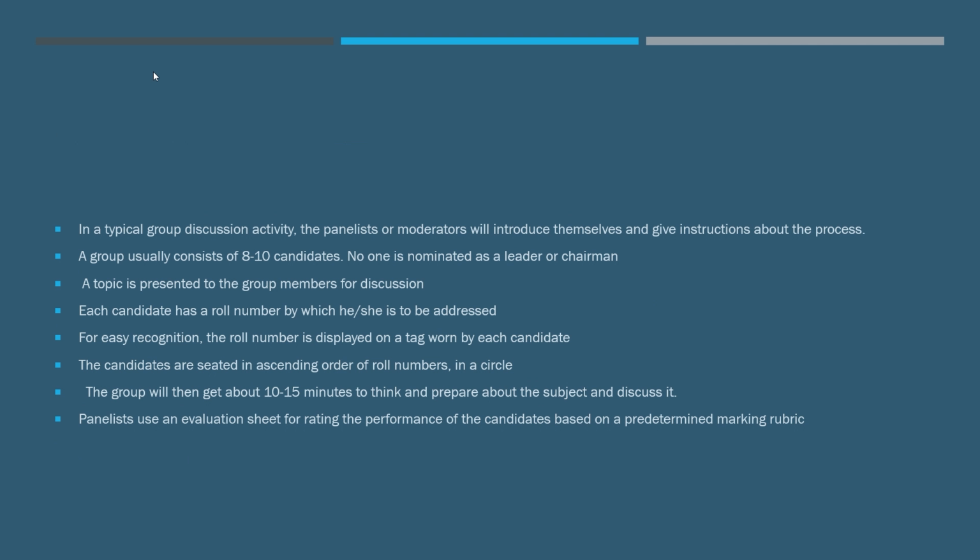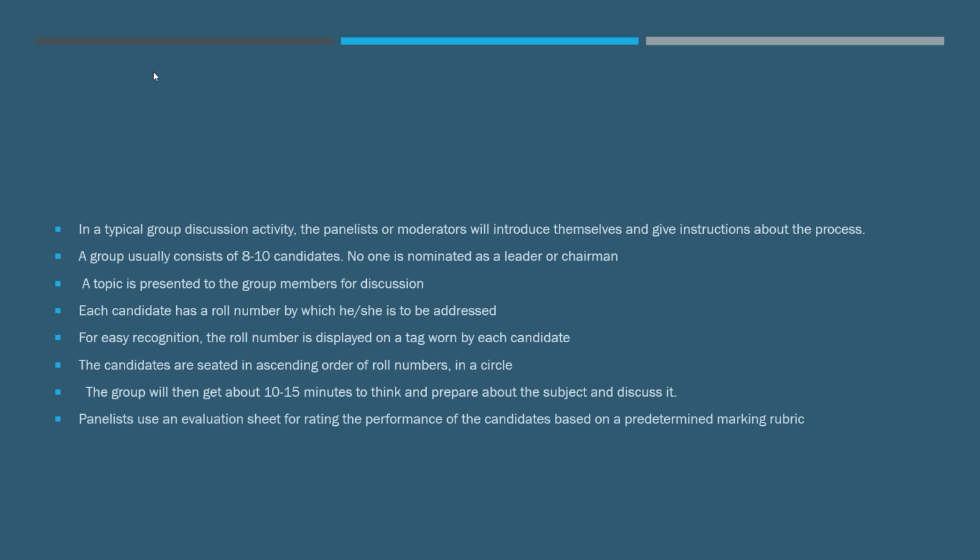In a typical group discussion activity, the panelists or moderators will introduce themselves and give instructions about the process. Usually, a group contains 8 to 10 candidates, and no one is nominated as a leader or chairman in this group. Everybody is equal, and a topic is presented to them. Each candidate will be given a roll number by which he or she is to be addressed. For easy recognition, the roll number might be displayed on a tag worn by each candidate.